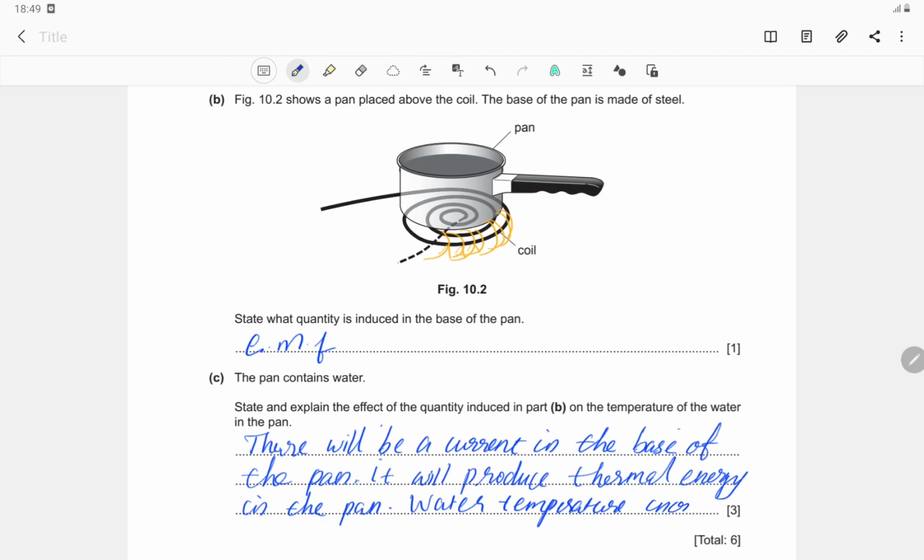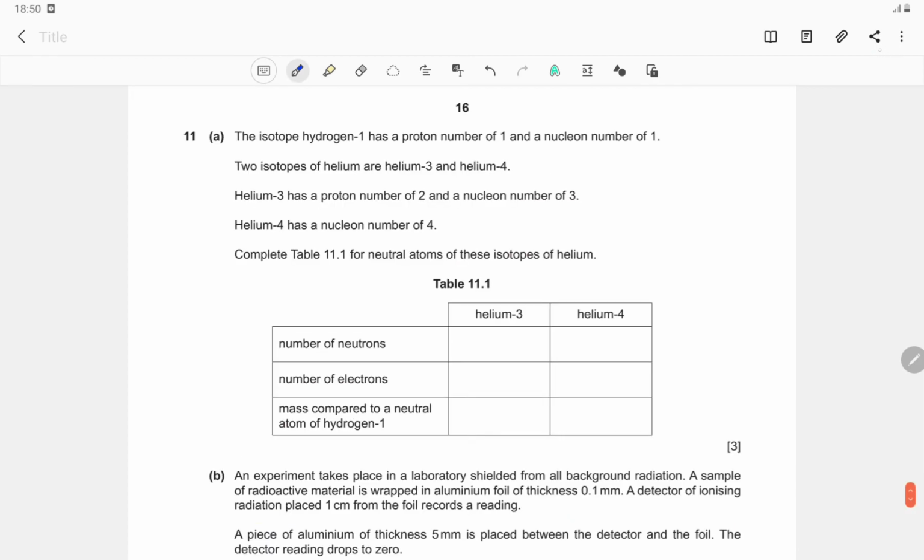As you know, the water is only inside the same pan. So here you need to mention there will be a current in the base of the pan because of the induced EMF. It will produce thermal energy. Whenever there is a current, there will be a production of thermal energy. So this is the second point you need to write, so that the water temperature will increase. These are the 3 points you have to write down in order to score 3 marks.